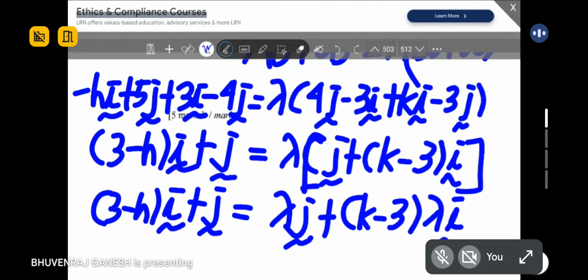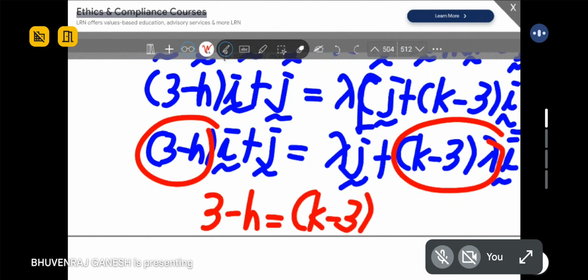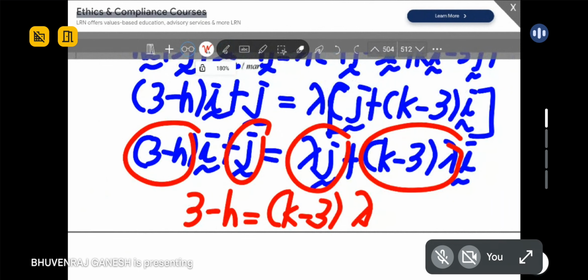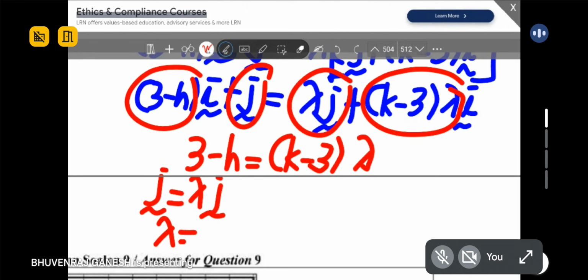Okay, so what do you do, guys, now? Compare, bandingkan. So you see the I, you compare with I. Bandingkan pekali. 3 minus H equal to K minus 3 lambda. This is your first equation. 3 minus H equal to K minus 3 lambda. Okay, and then the second one, you have information, right, guys? Can you see? What is your lambda, guys? Siapa boleh bagi tahu? J equal to lambda J. So lambda equal to how much? Very simple. 1 lah. So you already get the value of lambda. Automatic. Lambda equal to 1.